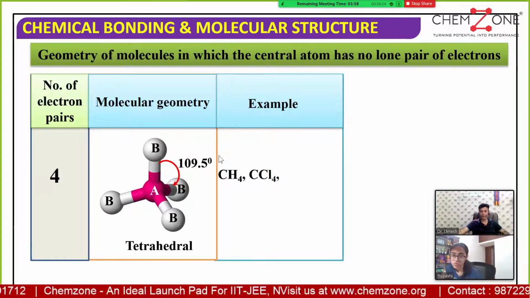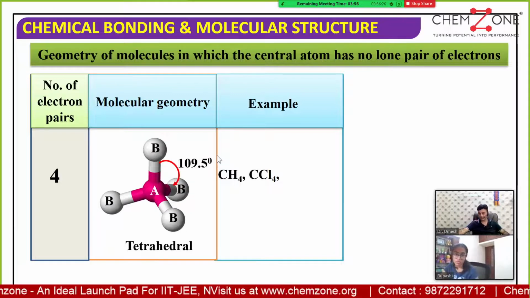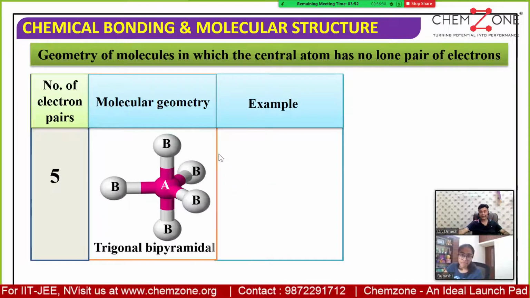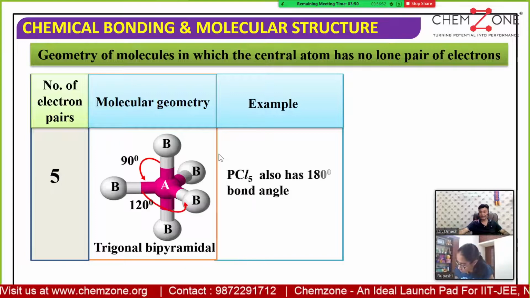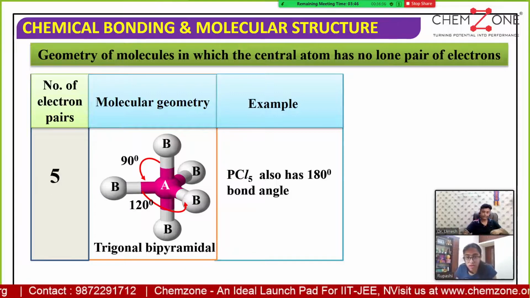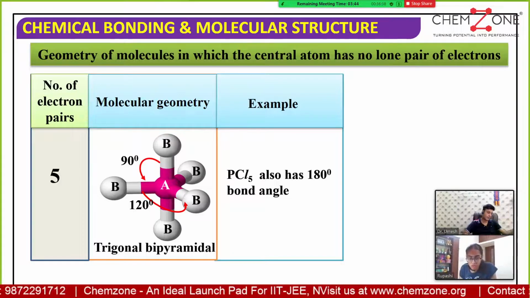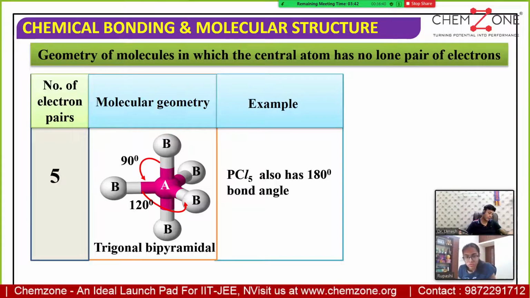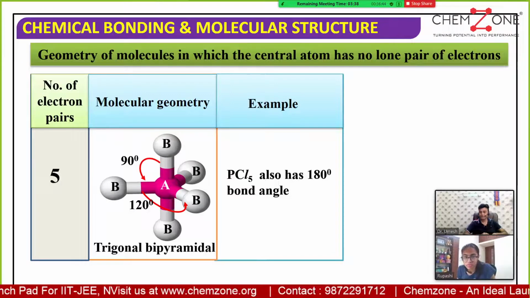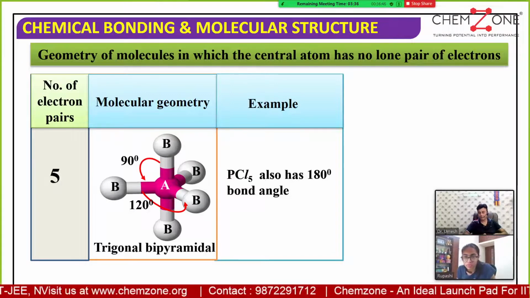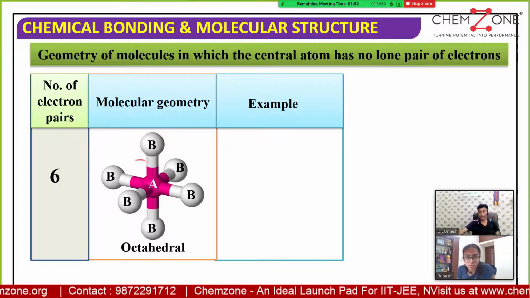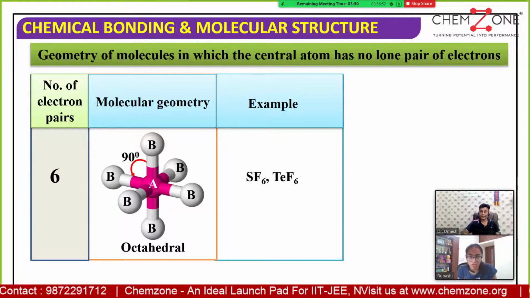These are the molecules where we are not considering any lone pair, right? All are bond pairs. AB5 trigonal bipyramidal. We had discussed PCl5. Now, AB6 octahedral. All angles are equal.